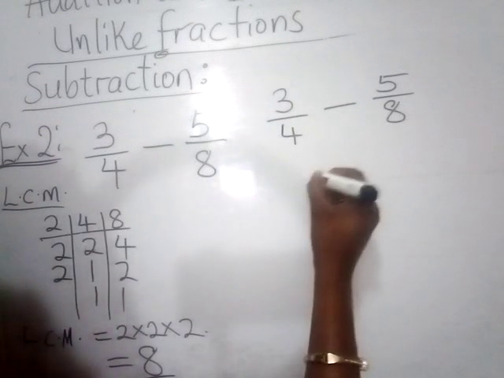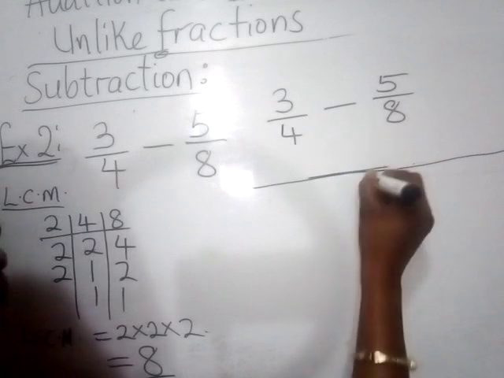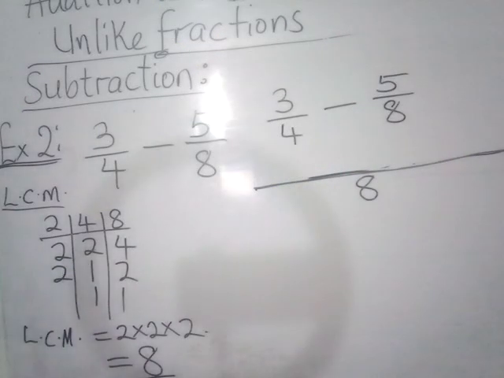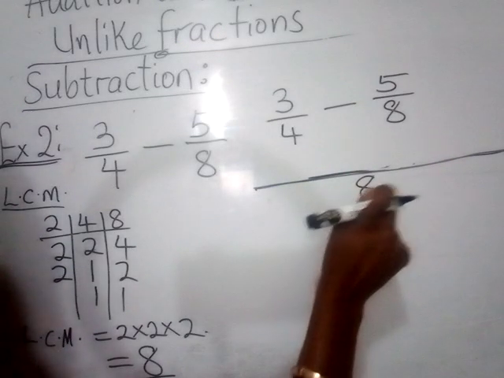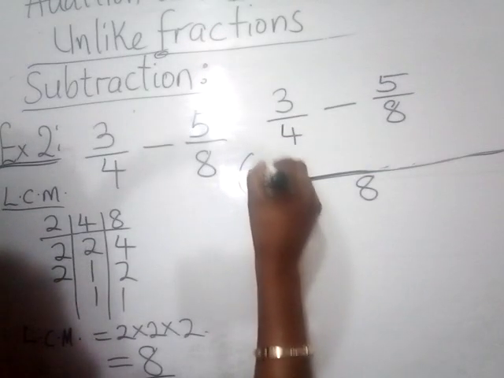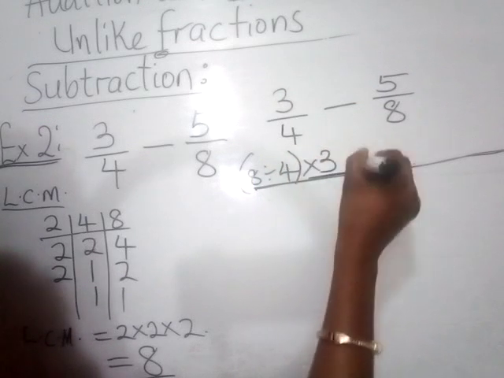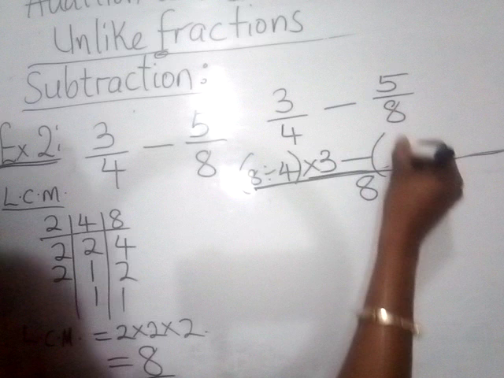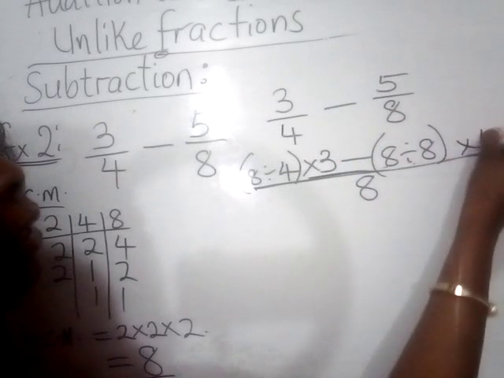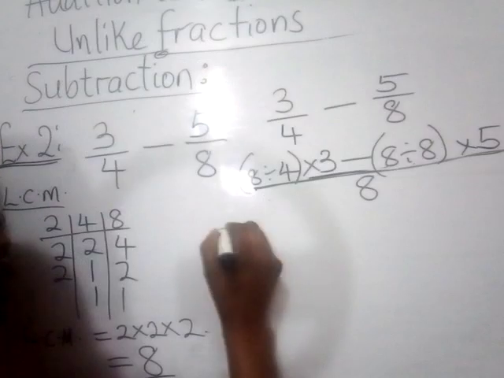Now we have a new denominator, which is 8. So let's write our 8. Okay, I can manage that. So our new denominator is 8. So the first part, you have 8 divided by the first denominator multiplied by the numerator, minus 8 divided by the second denominator multiplied by the numerator. Okay, so let's continue.